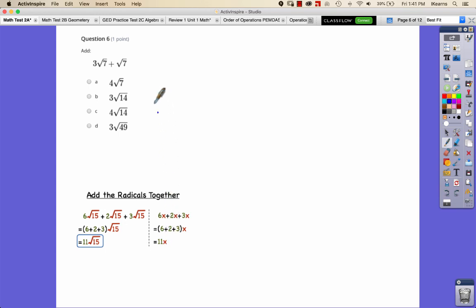Okay, so this one is just a matter of doing 4 radical 7 because you got your 3 radical 7 plus we don't normally write the 1, but we can apply it. So it's actually going to be 3 plus 1 radical 7, which is 4 radical 7. Oh, sorry. 4 radical 7, which is A. Okay.